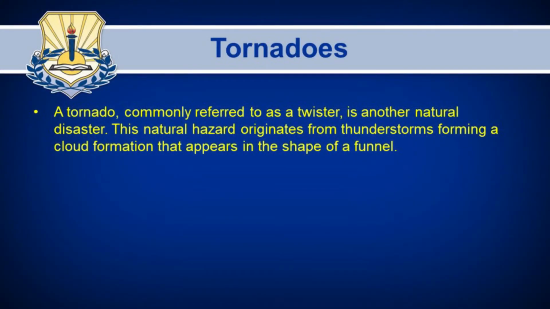It's not just the wind. It's not just going to occur in perhaps one little location where flooding can occur. It can occur in areas that are a mile and a half along the path of a tornado. So a tornado, as you probably are well aware, is referred to as a twister, and is also another natural disaster. The natural hazard here originates from a thunderstorm and then forming a cloud formation that appears in the shape of a funnel. I'm sure you're all well aware of that, but I just wanted to make sure that you have the basics and the foundation pertaining to tornadoes.